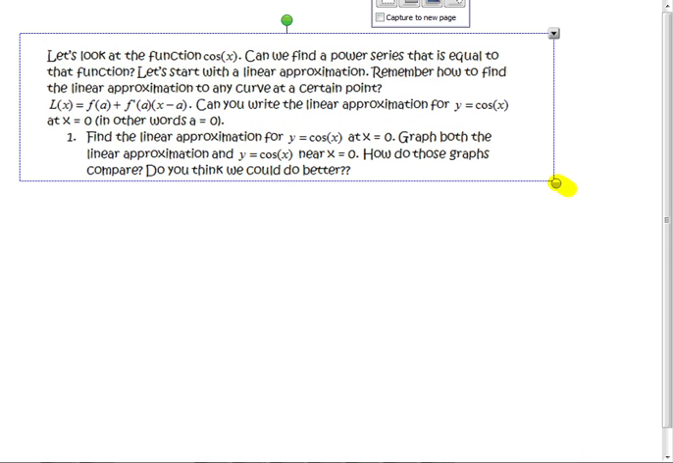Okay, so let's start with the cosine curve. Whoops. Question? Somebody's going to ask me something. No? All right. Let somebody say something.